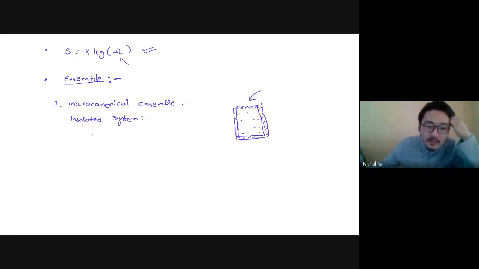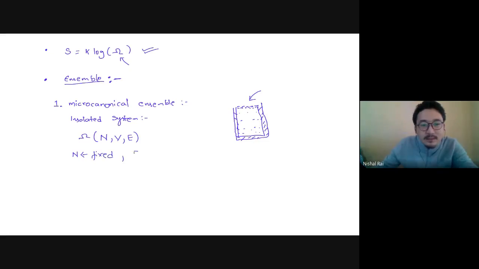So microcanonical ensemble is basically parameterized by which quantities? N, V, E. Clear? What is N? Number of particles is fixed in microcanonical. Energy is what? Fixed. And your volume is also fixed. Volume is usually fixed. Clear? Is it clear or not?